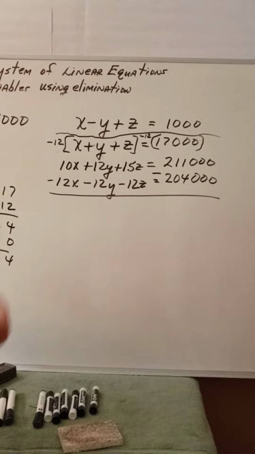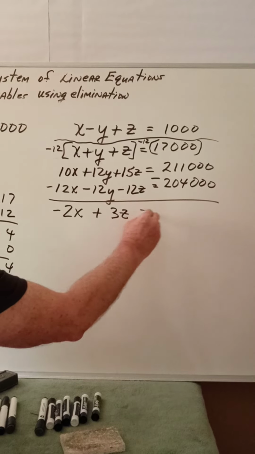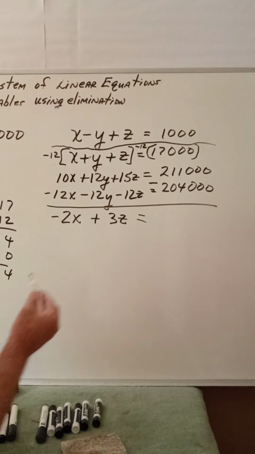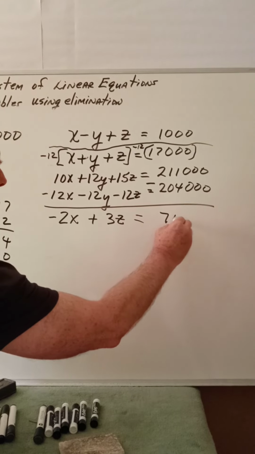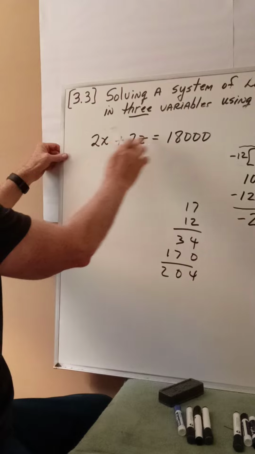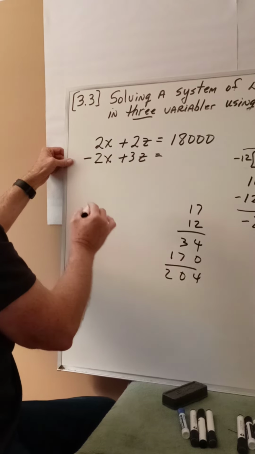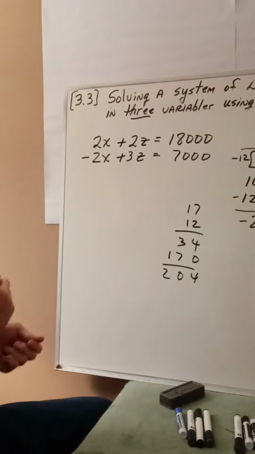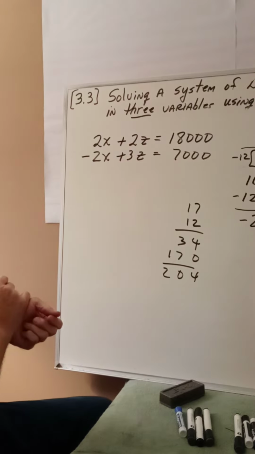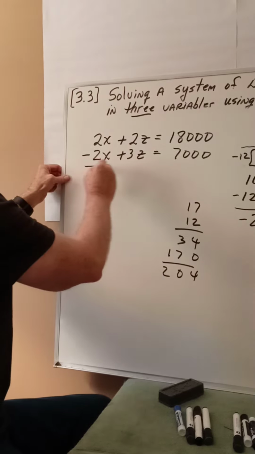Draw a line. The y's go. We're going to be left with a negative 2x. We're going to be left with a positive 3z. And if we subtract 204,000 from 211,000, I believe that will give us 7,000. Put that right up here. Remember, we already had the first one. Now the second one: negative 2x plus 3z is equal to 7,000. Now we've got the system down to 2 equations and 2 variables. We might ordinarily have to do some multiplication to get opposites, but we don't need to because we have opposites with x. So we can draw the line right now.